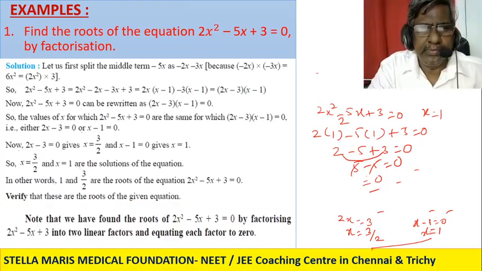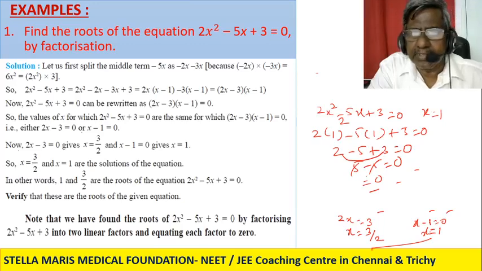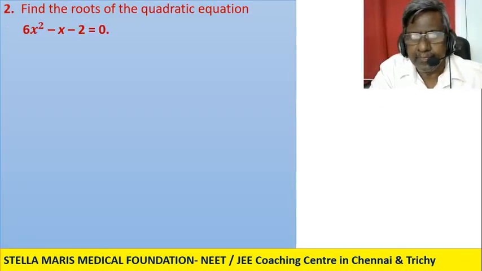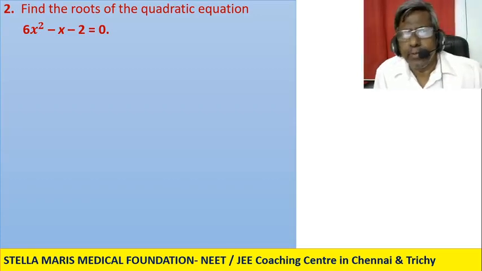So we get two linear factors, equating each factor to 0. So when you substitute the value of x in this equation, you must get 0. Then only it satisfies. Okay, clear? Now please solve this and find out.